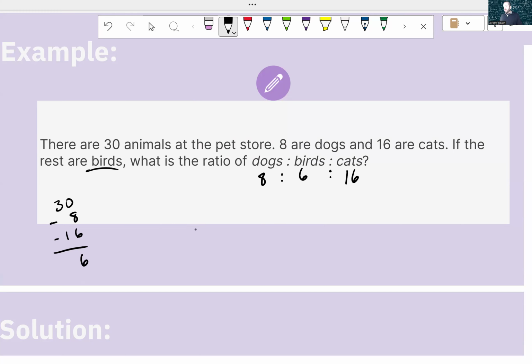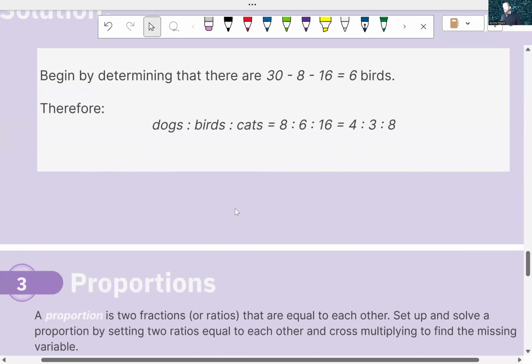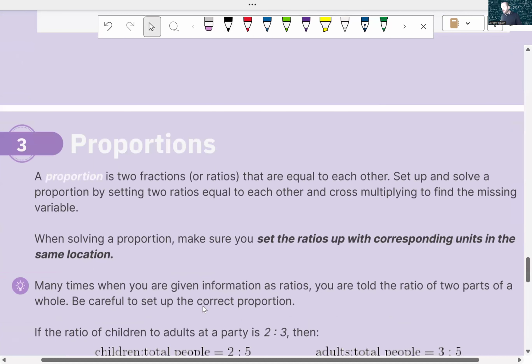And we can reduce this a little bit further. These are all even numbers, so we can divide by 2 on all 3 sides, and we get 4, 3, and 8. So the ratio of dogs to birds to cats is 4 to 3 to 8. You can write them with X's too if you need to. And that's just the solution there.